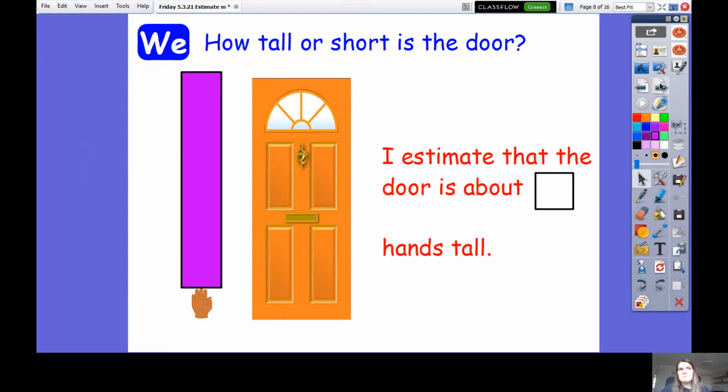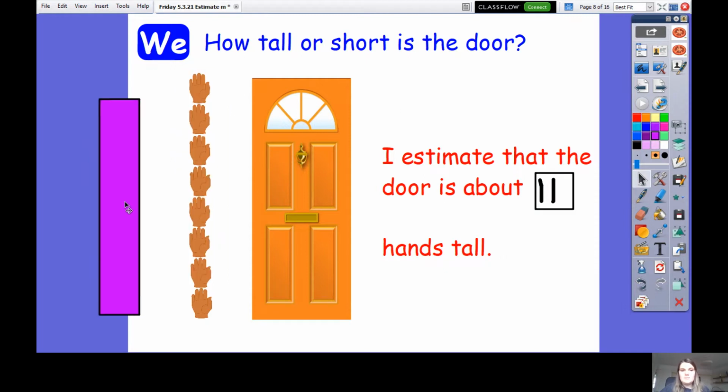Maybe 9, possibly. What do you think? 11, maybe. 10, 12, 8. These are good estimates, guys. What should we go with? Okay, I'm going to put 11 down. And that might not be the one that you said, but let's see.